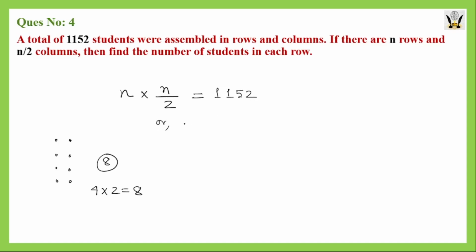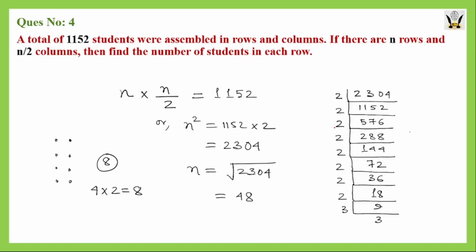Now if we simplify this, n square will be 1152 multiplied by 2. That value will be 2304. So from here, if we take the square root, it will be root over 2304, and that value will be 48. Now if we factorize 2304 and represent it by its prime factors, we can see here that 2 is appearing 8 times.